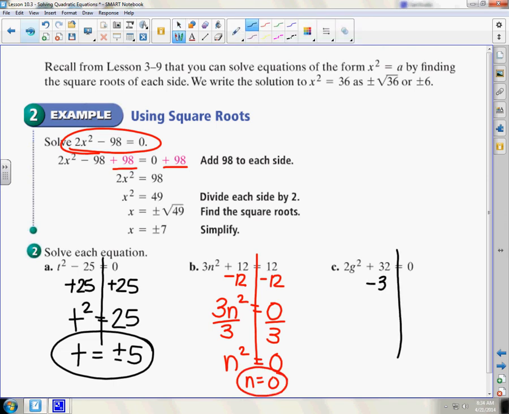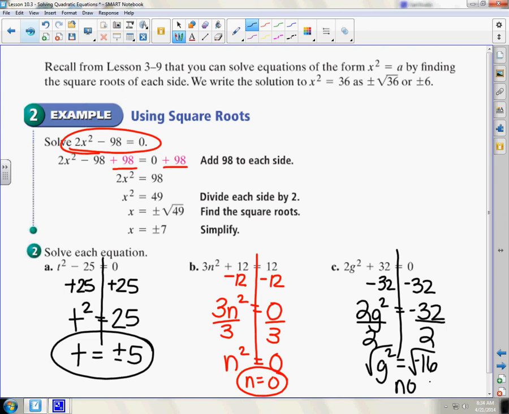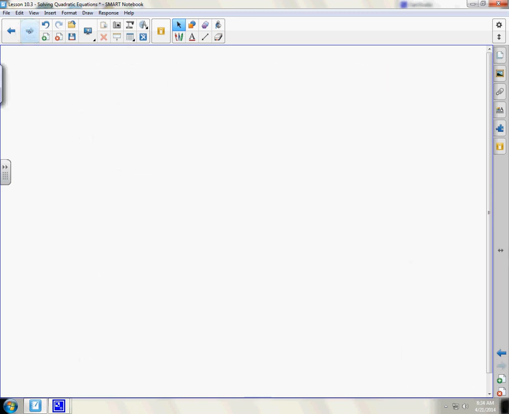Here I'm going to subtract 32. Then you get 2g squared equals negative 32. I divide by 2, so g squared equals negative 16. Now if I took the square root of this on your calculator, you can't take the square root of a negative number. So this is where you would have no solutions. There is no number that I could put in, square it, times it by 2, and add 32 to get 0. It absolutely will not work. All right, that's it for your notes.